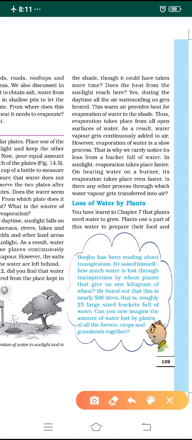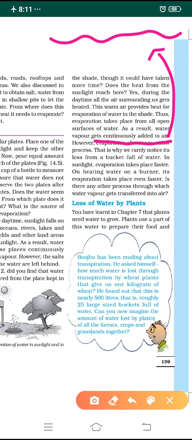So we must conclude that evaporation takes place from all the open surfaces of water. As a result, water vapor is continuously added to the air. The water is continuously converted into vapor and added to the air present in the atmosphere.